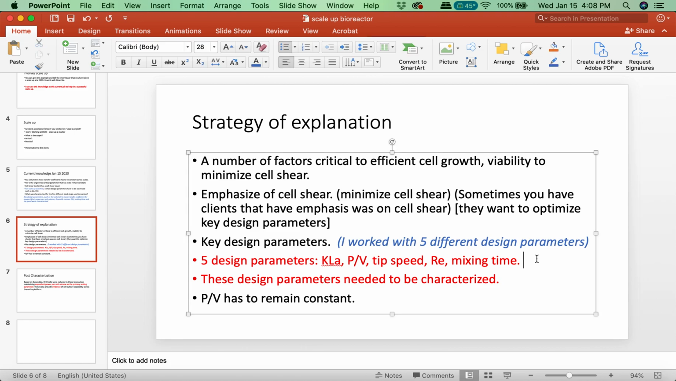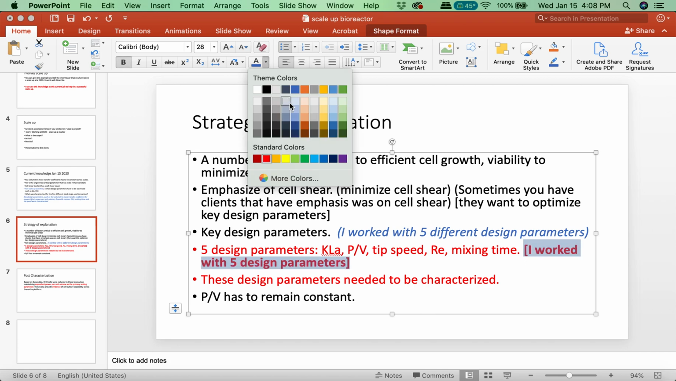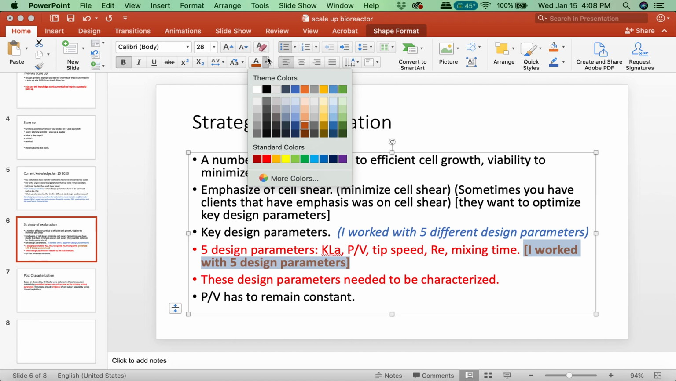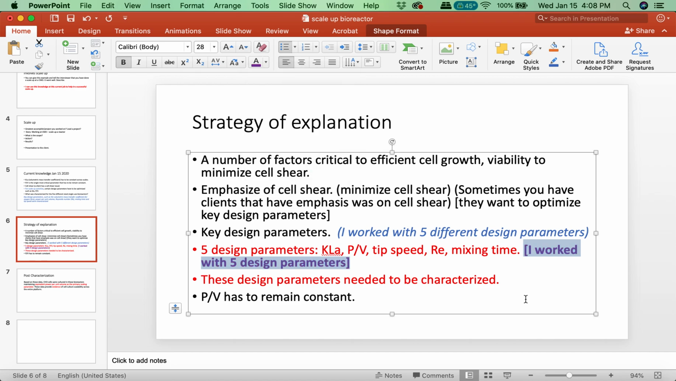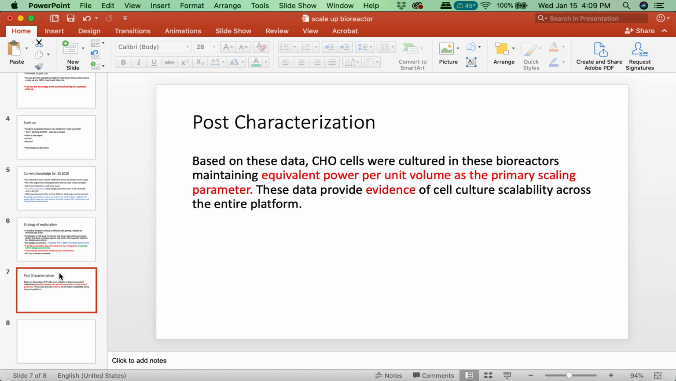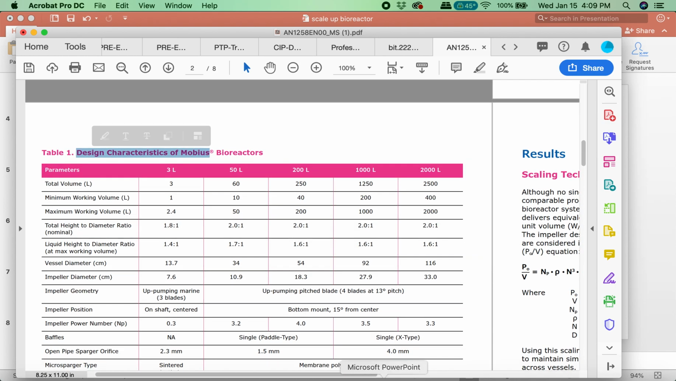Don't forget to say I worked with five design parameters. Don't forget to mention this. Yeah. I work with five design parameters. You have to emphasize it, and then you have to emphasize post characterization. You already have an example. Now let's move into design characteristics. So now you have to tell the interviewer your duties, like how you went about doing it.